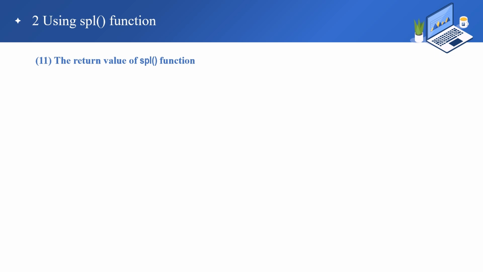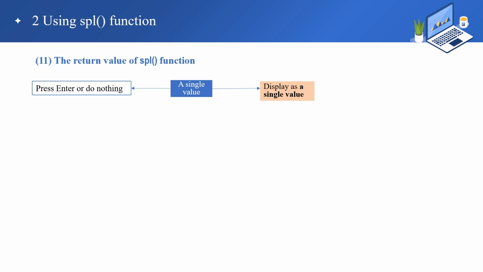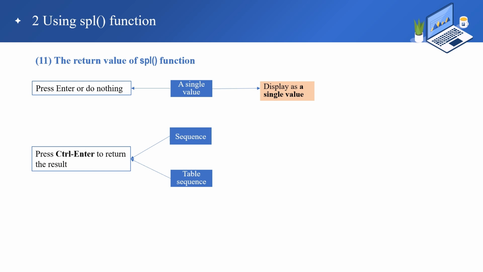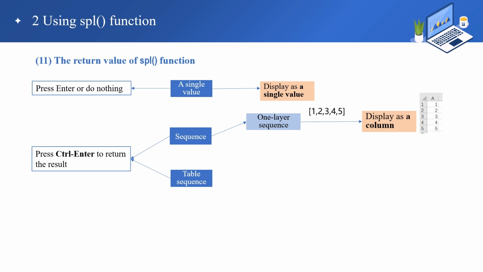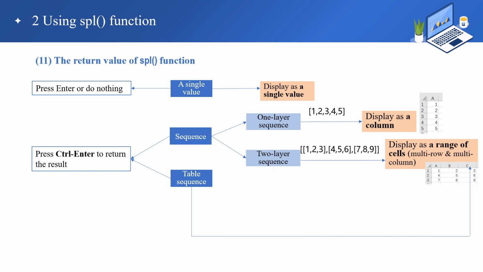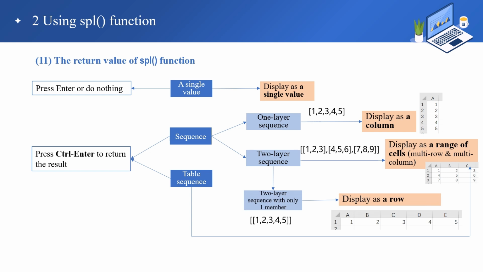Let's summarize the return value of SPL function. When the result is a single value, the operation of returning the result is the same as Excel rule. You can press Enter or do nothing. When the result has multiple values, such as a row of values, a column of values, or a range of cells of values, you need to press Ctrl Enter to return the result. When the returned result is one-dimensional, such as one-layer sequence, it will be displayed as a column. When the returned result is two-dimensional, such as two-layer sequence or table sequence, it will be displayed as a range of cells, that is, multi-row multi-column. When the returned result is a two-layer sequence with only one member, it will be displayed as one row, which is the special case of multi-row multi-column.